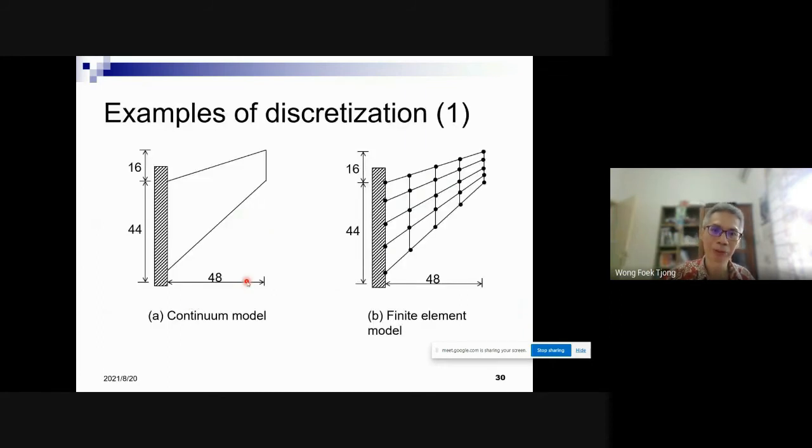Okay, example. What kind of model is this? Maybe it looks like a beam, right? But a very short beam, a tapered beam. This is maybe in centimeters, for example, 44, 48, 16 centimeters, very short. This is a continuum model. Why? Because we regard that each point can be moved freely. It has an infinite number of degrees of freedom. And then we discretize using finite element. For example, this model.